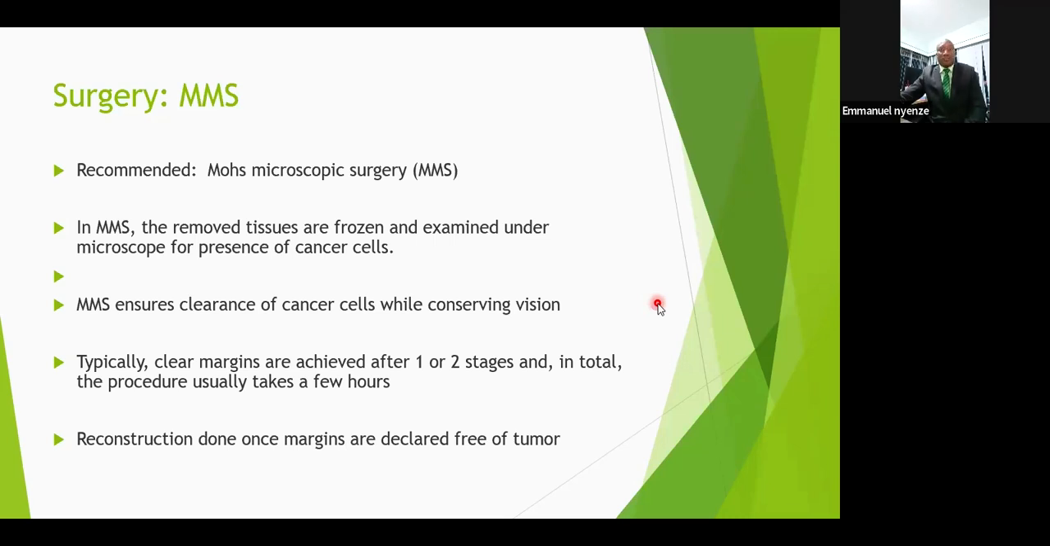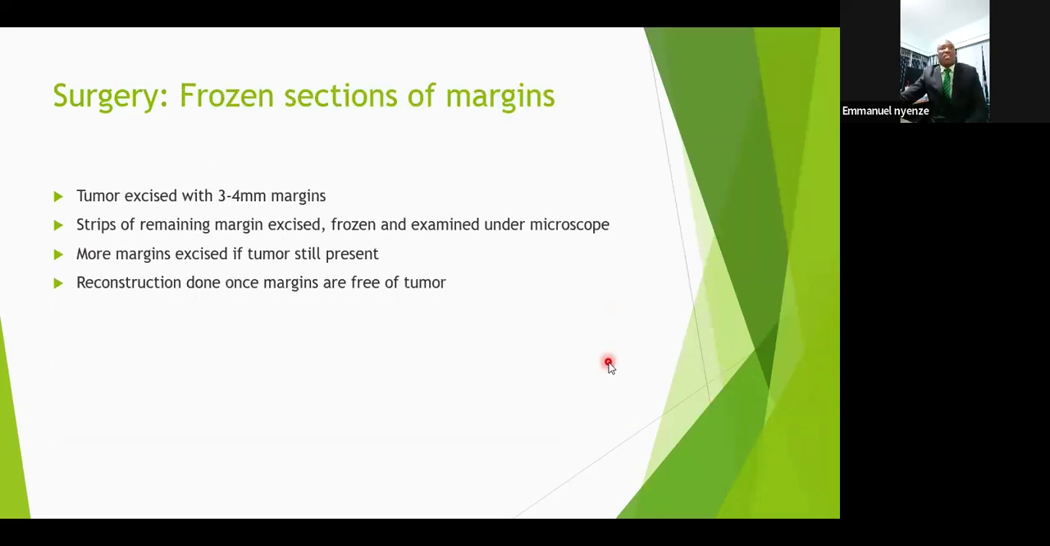And after that, if we get a free margin, then reconstruction is recommended. This kind of surgery is preferable because it conserves tissue, but it is difficult to perform. And most of the times in our settings, we are not ready for this kind of surgery with the microscope and freezing. Most centers, what they do is frozen sections of the margin.